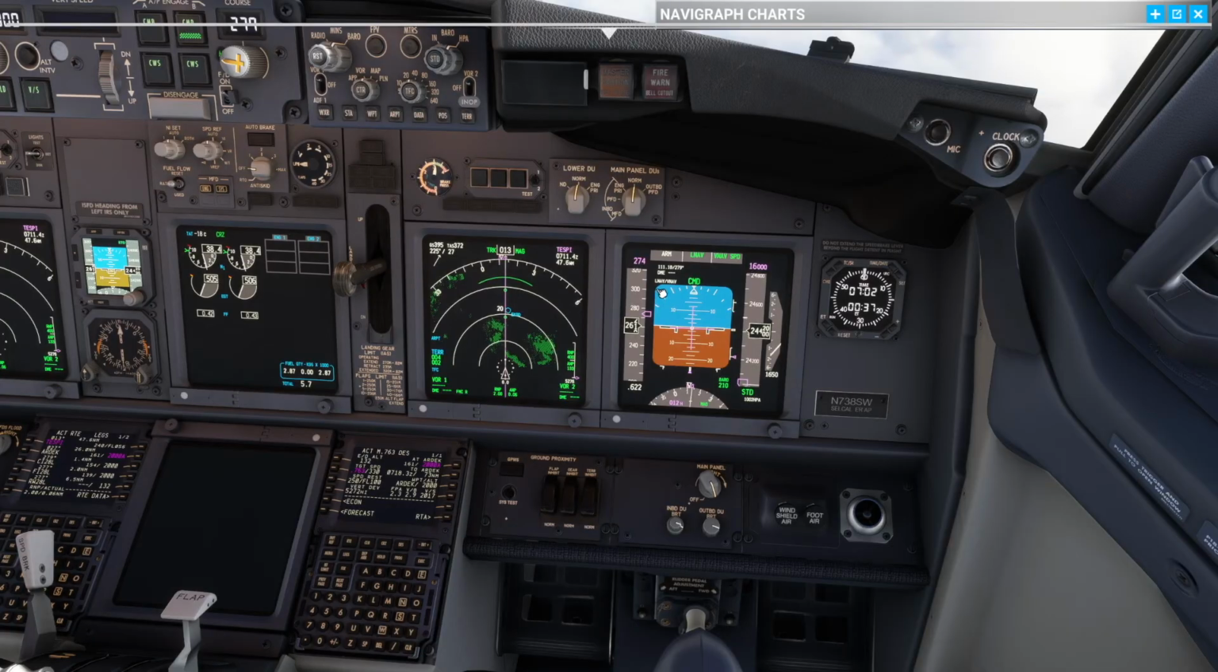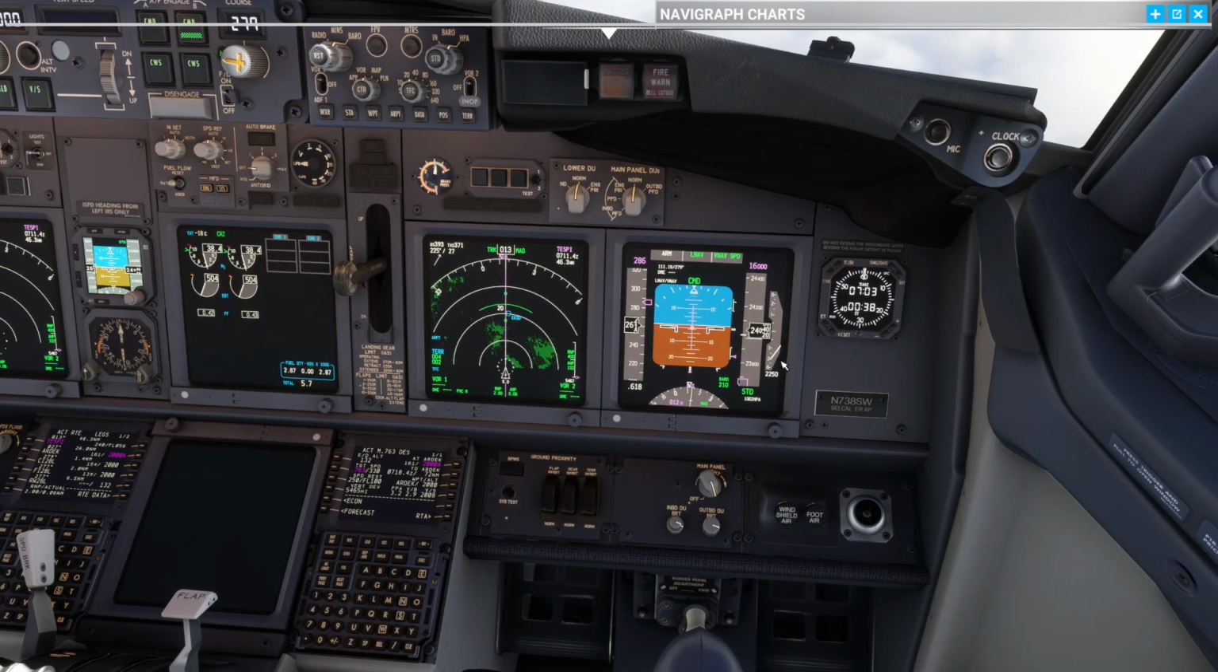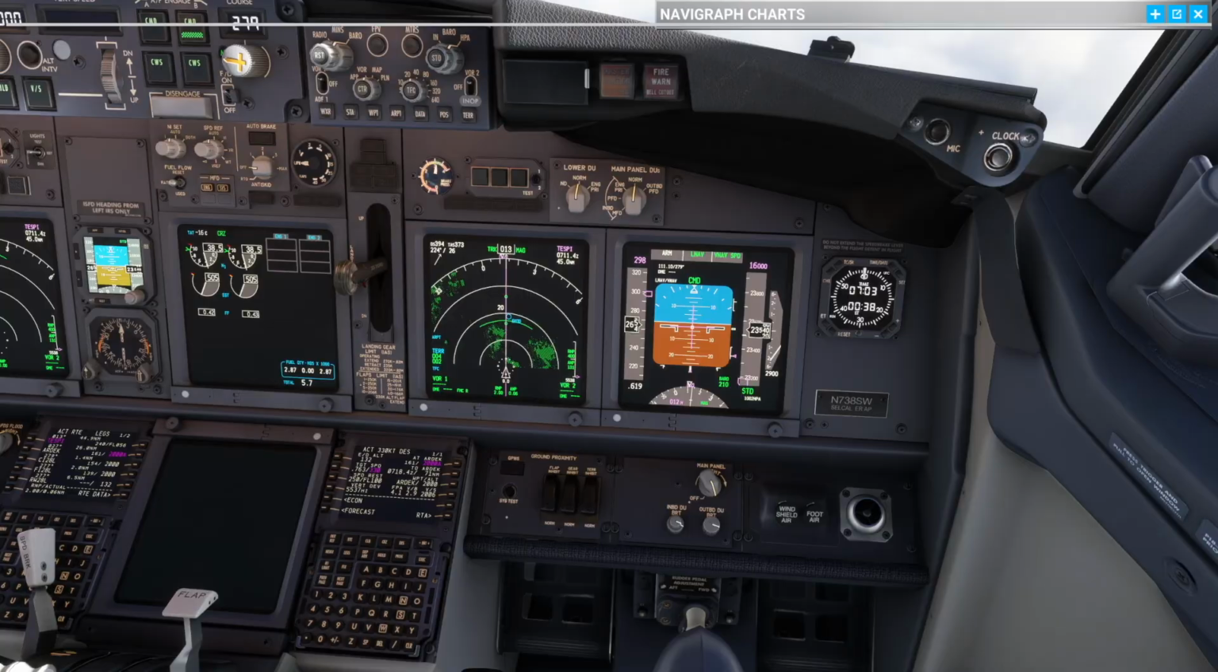So as you can see, VNAV is increasing the speed in order to maintain our target speed of 0.763 or 330 knots. So it's pitching down, it's pitching down. Could we do something to help it? Yes, we could. We could use level change, use the drag, or let's hope that VNAV has this completely under control.